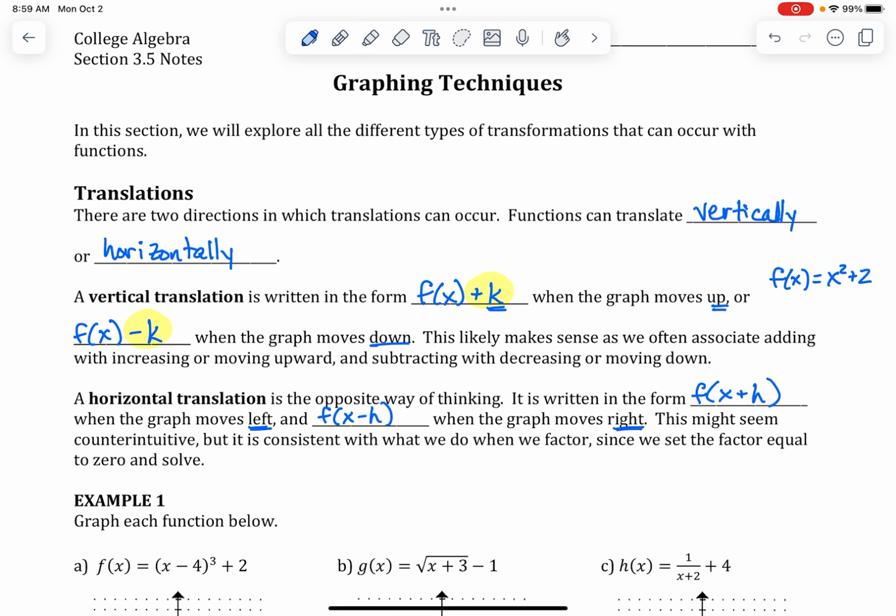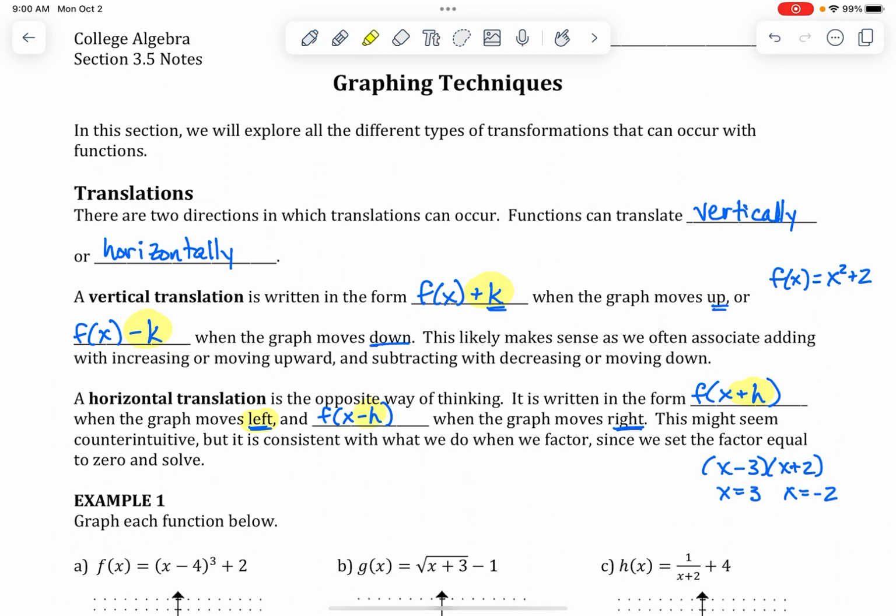So it may seem counterintuitive because you think of, oh, this is plus h, why are we moving to the left? But if you think about factors, if you factor a quadratic and you have x minus 3, x plus 2, your zeros are x equals 3, which is to the right, and x equals negative 2, which is to the left. So think of it in the sense of factoring.